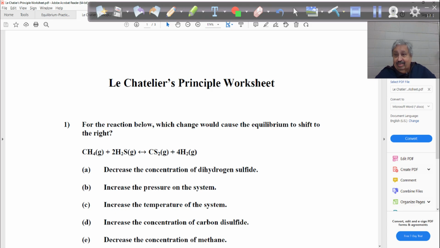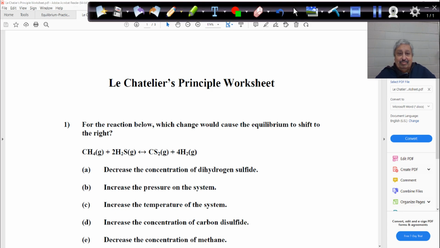Here's the second one, and I want this answer in multiple choices. Let's make it right here. So we have a reaction here. First of all, you have to check yes or no if they are considered. This is gas, correct. This is gas, correct. Gas, gas. So all of them are considered.